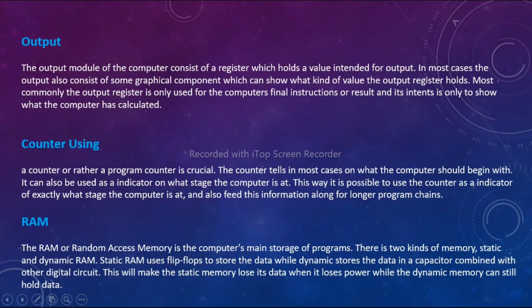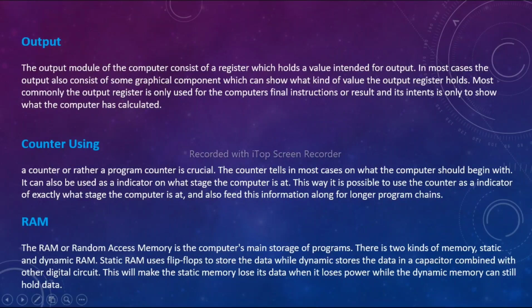Counter. The counter, or rather the program counter, is crucial. The counter tells, in most cases, what the computer should begin with. It can also be used as an indicator of what stage the computer is at. This way it is possible to use the counter as an indicator of exactly what stage the computer is at, and it also feeds the information along from longer program chains.